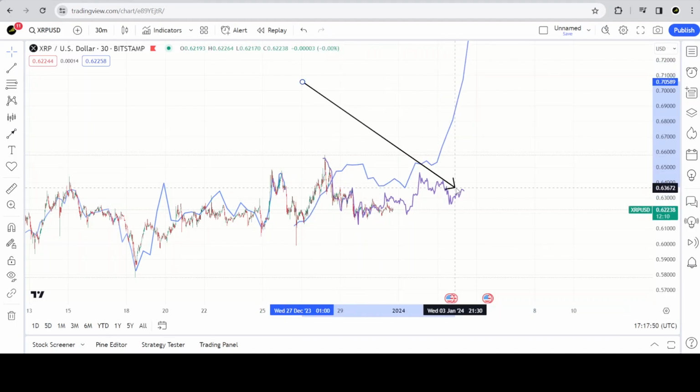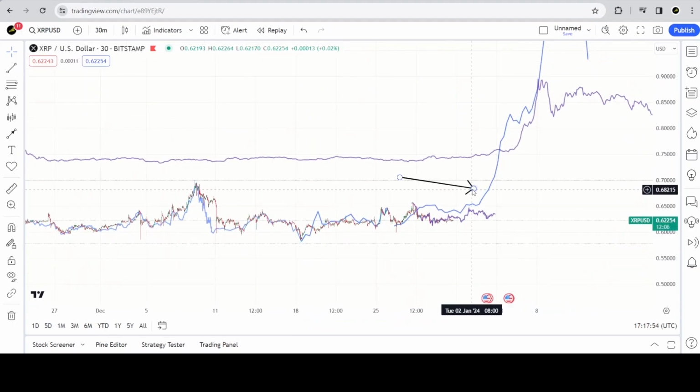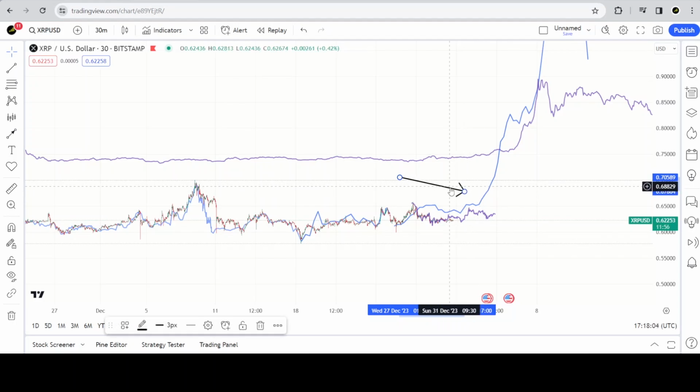It's eventually going to get to a point where it's got to move up. And that move up will most likely be fast and furious in typical XRP fashion. Now, there's one other thing I'd like to do, and that is compare what XRP is doing to Bitcoin.